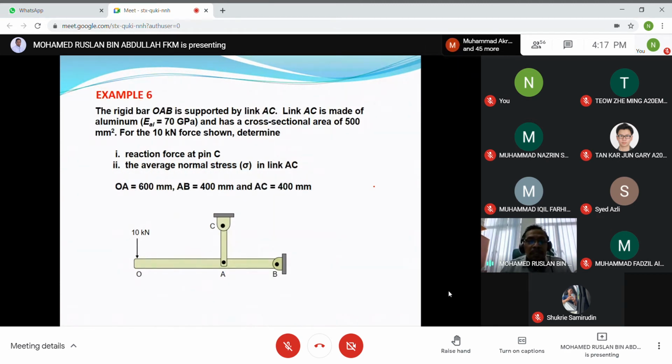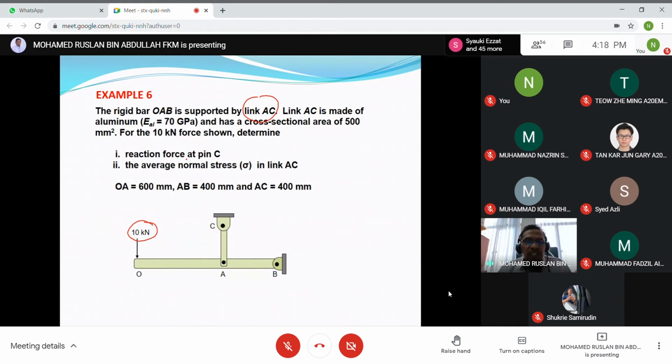So this example, example 6 and 5 and 6 are quite similar. In this case, we have the rigid bar OAB, supported by the link AC. Supported by the links means that this is a two force member. Link AC is made of aluminum and has a cross-sectional area of 500 millimeters squared. For the 10 kilonewton force shown, we have a force at point O.